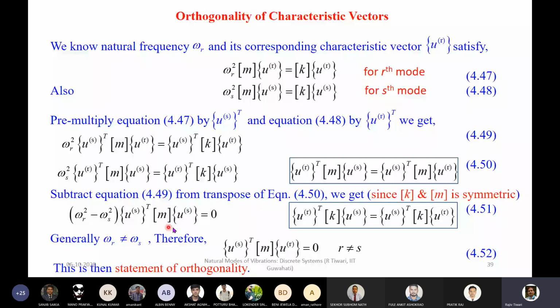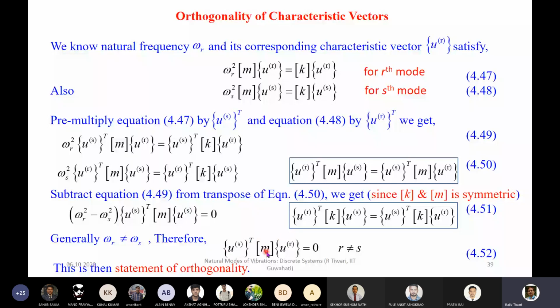So if we equate this to 0, we get a condition, and that is the orthogonality condition: when we have the sth eigenvector and rth eigenvector, with the mass matrix in between, this is 0 when r is not equal to s. And we have seen that when both are the same, that is the way we normalize the mass matrix, so we equate that to 1, but when they are different, it is 0. This is the statement of the orthogonality condition.